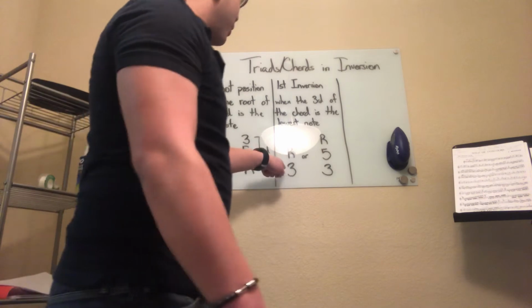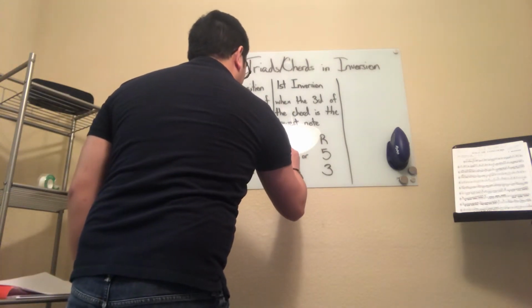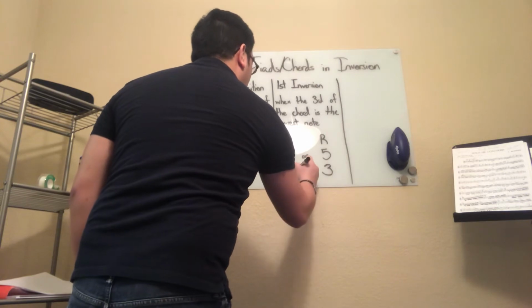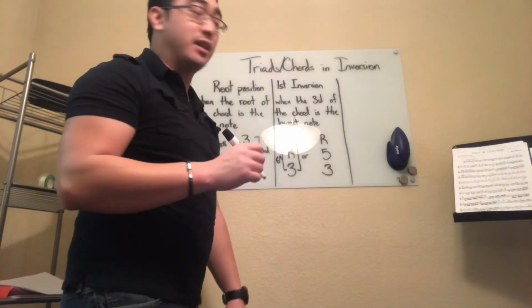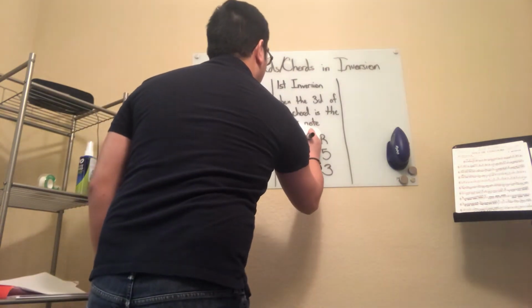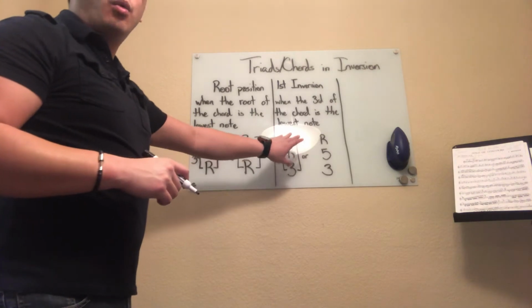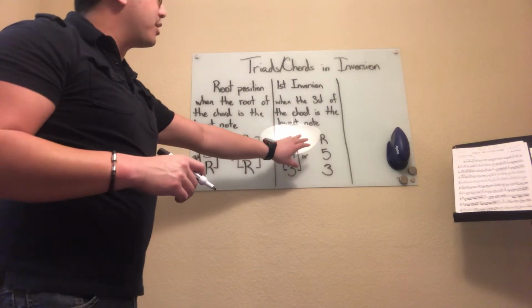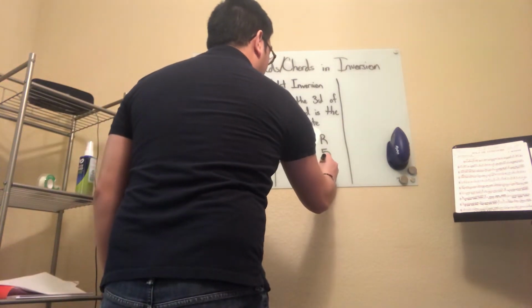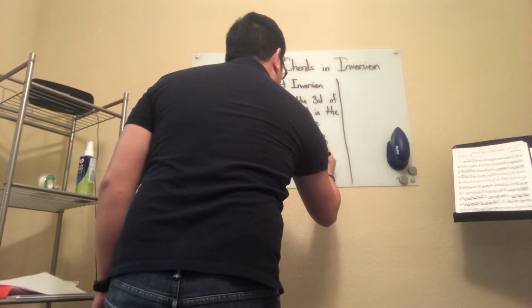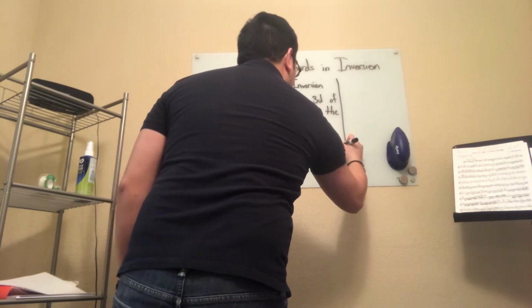The interval from your third to your root is going to be a sixth. The interval from your third to a fifth is still going to be a third. Again, this does not tell you the quality of your triad. This only tells you what inversion it's in. On the other side, third to fifth is still a third. Third to root is still a sixth.